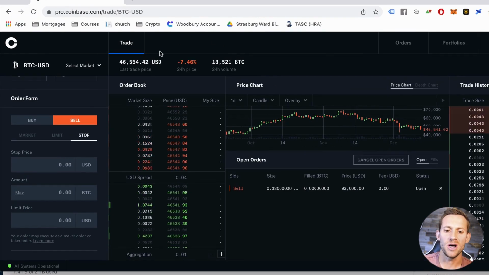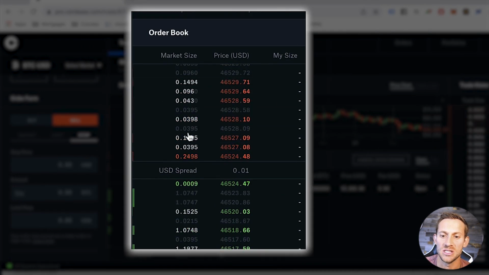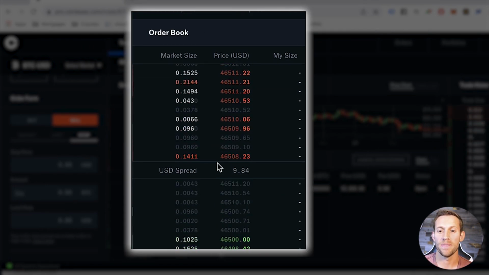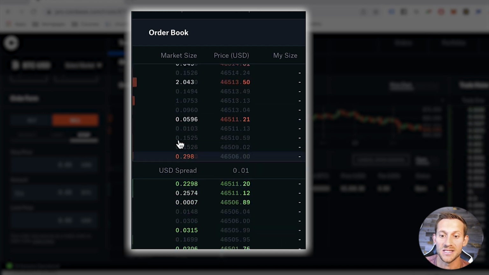Now I'm going to briefly go over all this other stuff that Coinbase shows you, but I'm just going to tell you most of it you're not going to use, so you don't need to know too much about it. First thing is the order book. This is just like we talked about. This is all the different orders that are happening right now. Okay, these are all the people buying and selling Bitcoin constantly.